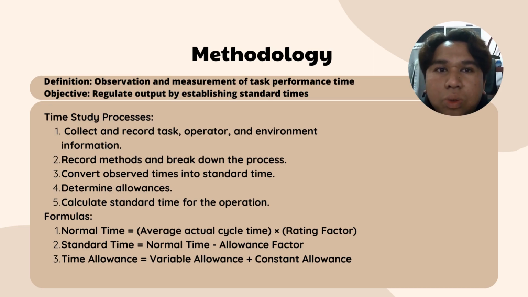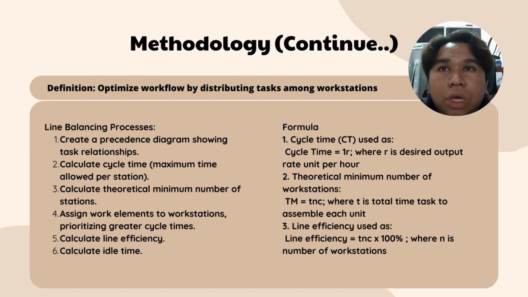We move along to the next method. The next method is the line balancing process. The definition is to optimize the workflow by distributing tasks among the workstations. It starts with creating a precedence diagram showing task relationships.